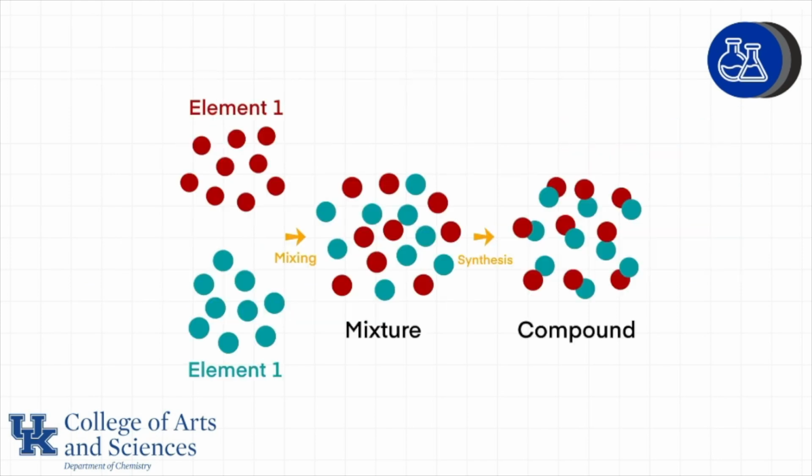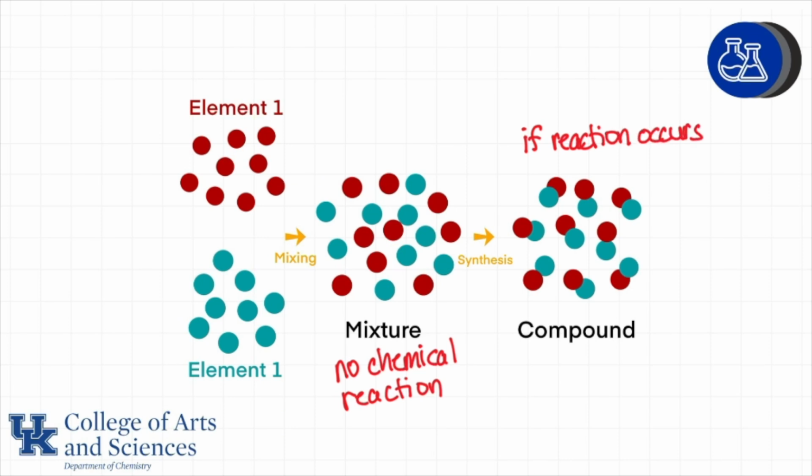Let's look at an example. We have two elements. These are both pure substances. When they combine with no reaction occurring, then we say we have a mixture. Notice that element 1 and element 2 are still separate species in the mixture. Their properties do not change. So with no chemical reaction, we have a mixture. If those two pure substances undergo a chemical reaction to form a new compound, we no longer have a mixture. We now have a new substance.